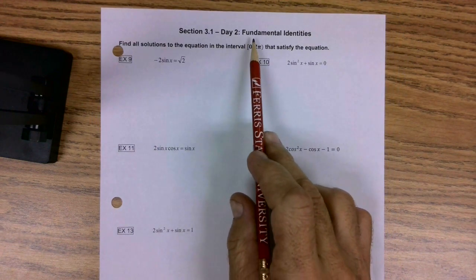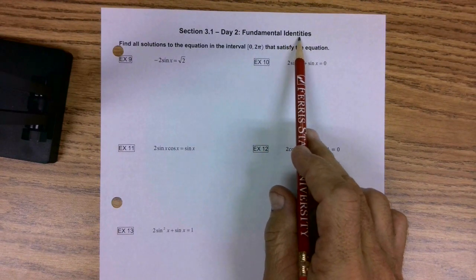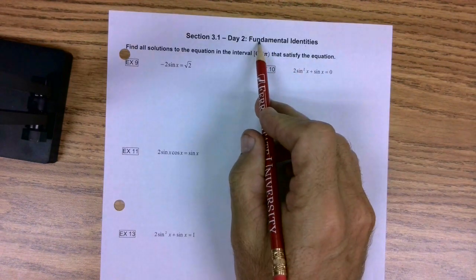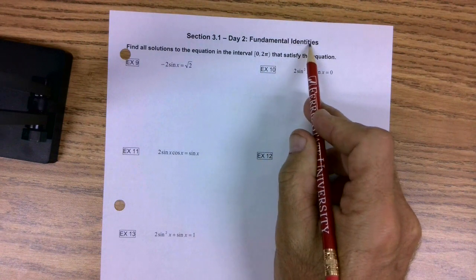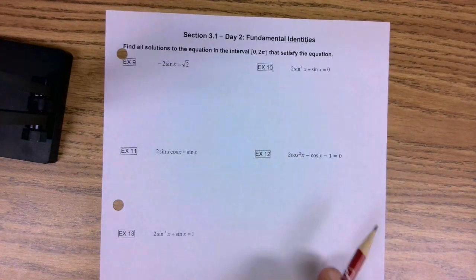Packet lesson 3-1, day 2. Go to page 83. Here it is. Fundamental identities. But I think you should actually call it solving equations that involve trig. That'd be a better title.